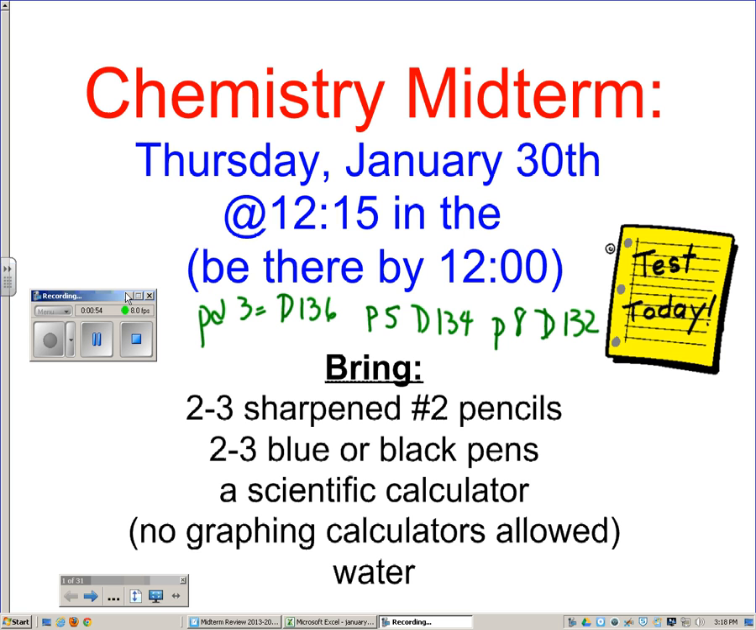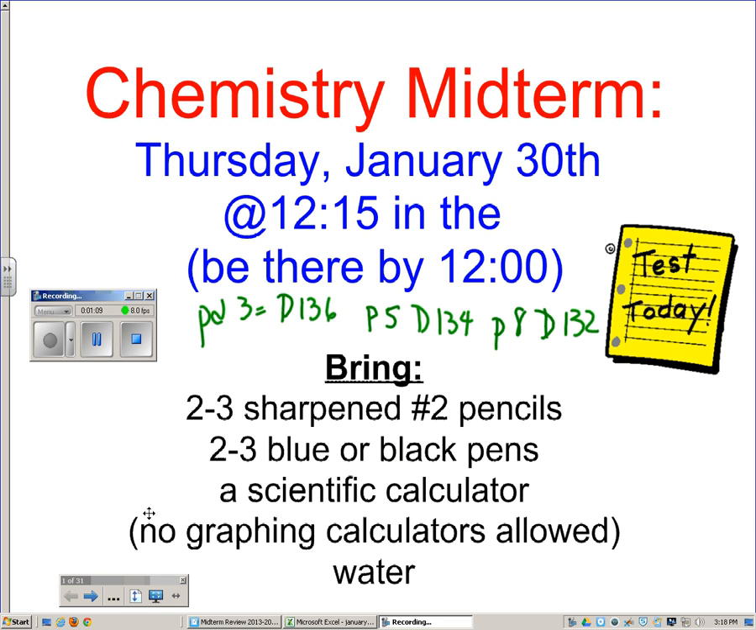Do not forget to be at school by 11:45, especially if you need a calculator, and to be in the classroom by 12 o'clock ready to take the test. Bring 2 to 3 sharpened number 2 pencils, 2 to 3 blue or black pens, and a scientific calculator. You can also bring water if you need it.